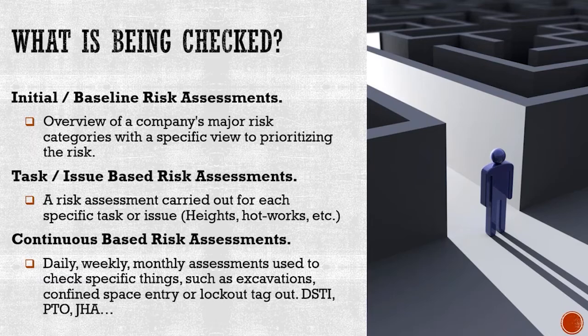But there are three types of risk assessments, and we've chatted about this before. Your initial, your baseline risk assessment. This is really an overview of a company's major risk categories. What this baseline risk does is it helps us to specifically view all the major risks and to prioritize those risks. So we go from catastrophic, high, medium, low, and obviously insignificant, depending on the type of risk assessment you have. You could just have high, medium, and low.